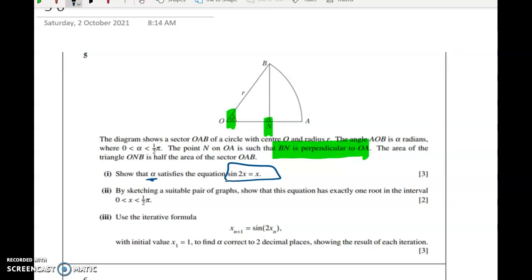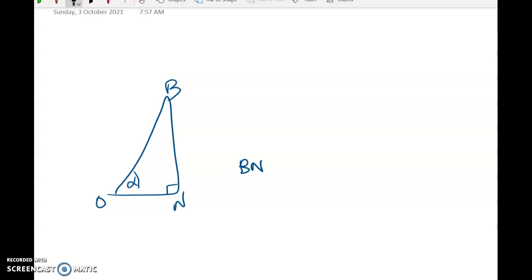So if something satisfies an equation, it means that this value makes this equation true. So what we're looking for is getting to being able to say sine of 2 alpha is equal to alpha. So let's get on with some year 10 trig. We're going to look at the right angle triangle first. I'll just get a new page working. So here's my badly drawn triangle. Here's alpha. So BN over R is equal to sine alpha, and ON over R is equal to cosine of alpha.